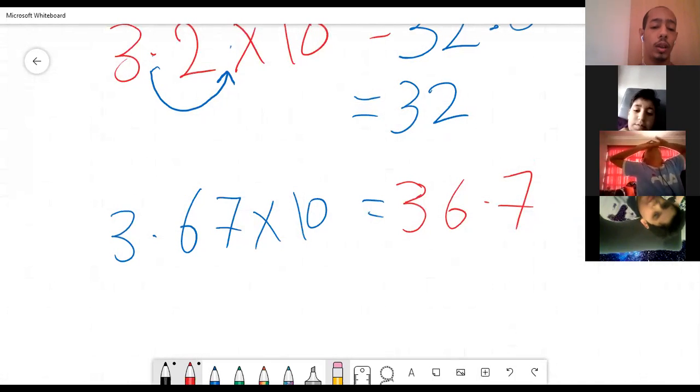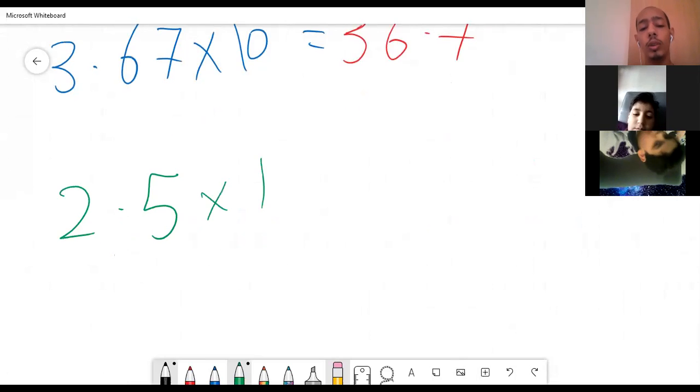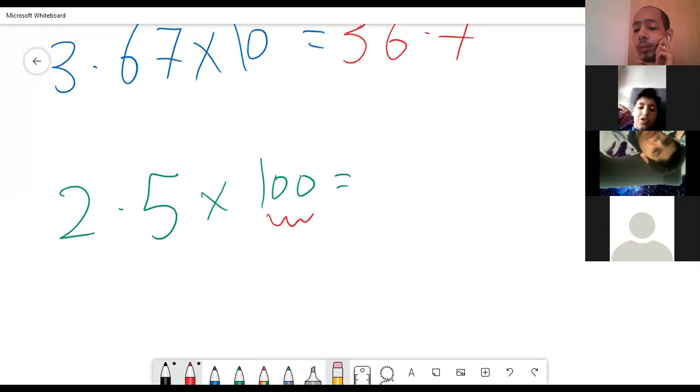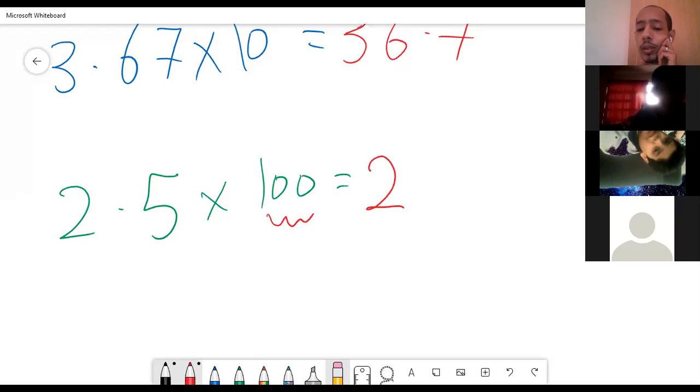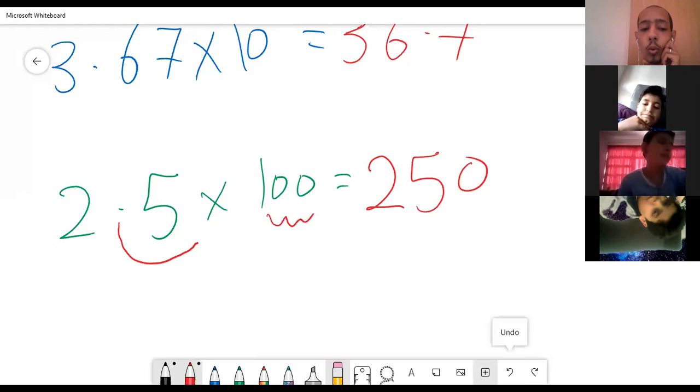Let's multiply by 100. 2.5 multiplied by 100. 25. Is it 25? Remember, we have 2 zeros. 250. Yes, 250. Muhammad says 0.25. No, Muhammad, no. You have to move the decimal point to the right. Teacher, 25 is 250. Why?